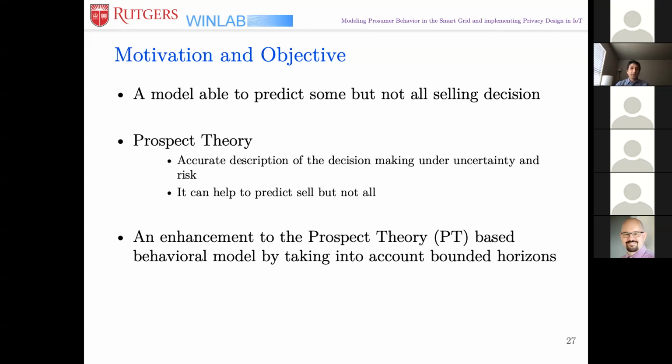We also enhance the PT-based behavioral model by taking into account bounded horizons that prosumers implicitly impose on their decision-making in arriving at hold or sell decisions of their energy units. The extended behavioral model assumes that in addition to the framing and probability weighting effects imposed by classic PT, prosumers make decisions that will affect their lives within a bounded horizon, regardless of how far into the future the units might be sold.